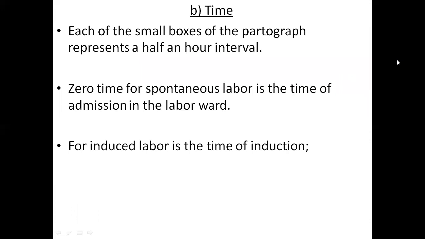Time. Each of the small boxes of the partograph represents a half hour interval. That is, a small box represents 30 minutes of time. And zero time is given for spontaneous labor, which is the time of admission in the labor ward. And for induced labor, zero time is given when the induction is given.